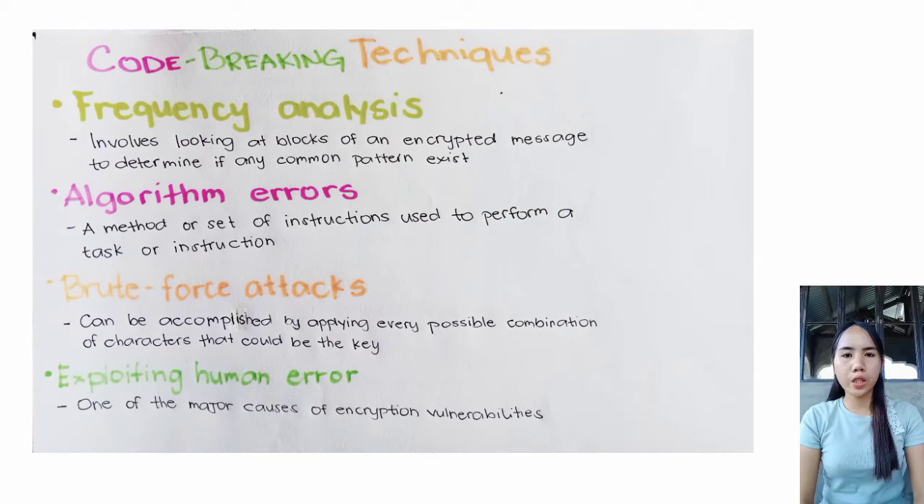So now we have code breaking techniques. First, we have frequency analysis, which involves looking at the blocks of an encrypted message to determine if any common pattern exists. Second one is algorithm errors, a method or set of instructions used to perform a task or instruction. The third is brute force attack, which can be accomplished by applying every possible combination of characters that could be the key. And lastly is exploiting human errors, one of the major causes of encryption vulnerabilities.